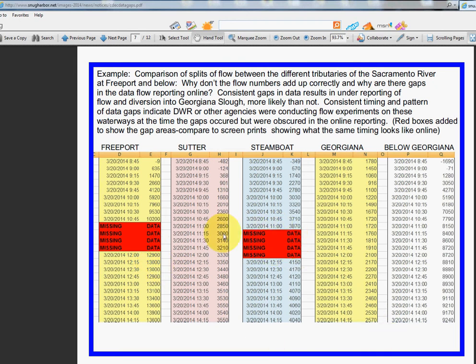I'm really interested in this because this is the type of time frame that would tell me what the real percentage split is. If you have 13,000 cubic feet per second at Freeport on the Sacramento River, and over 3,000 goes into Sutter, and 4,000 into Steamboat, and then 2,000 into Georgiana, how is it that all of a sudden you have this much at the gauge below Georgiana? That's on the Sacramento River below Georgiana. The numbers didn't add up, so they didn't make sense. So that makes me question everything about the Dayflow thing. Not just that there are data gaps, but the numbers are not making a lot of sense.